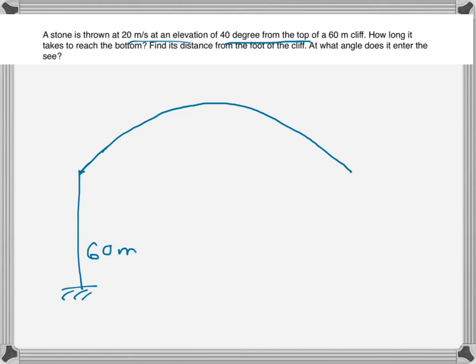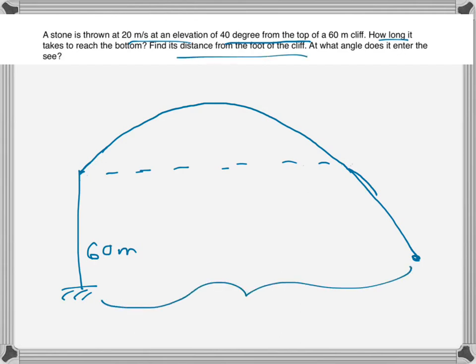At some point, it should come to the level of the throwing point, and then it will come down to the ground. So it asks how long it takes to reach the bottom. That means how long it takes to reach here. Find its distance from the foot of the cliff. So this distance we need to find, and at what angle it enters the ground, basically, or enters the sea. Since there is a cliff, we need to find how long it takes to reach here.